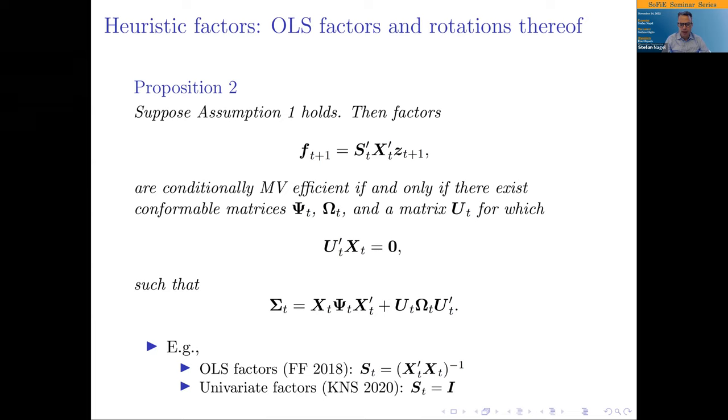And so this basically tells you that for the OLS factors of Fama-French to span the SDF, you need to have this orthogonality between the columns of X and the columns of U here. Okay, so only under special conditions on the covariance matrix do these OLS factors actually span the SDF.